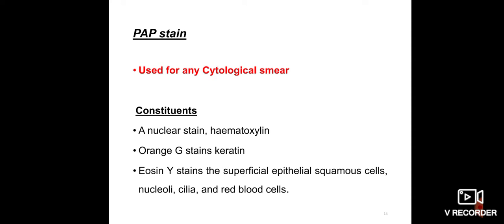Then we have Pap stain, which is mainly used for cytological smears, most commonly for Pap smear, and even for other types of fluids we can use Pap stain. The constituents: it has a nuclear stain, which is again hematoxylin only, so hematoxylin will stain the nucleus. Then we have orange G stain, which will stain the keratin, and eosin Y, which will stain the superficial epithelial squamous cell cytoplasm.